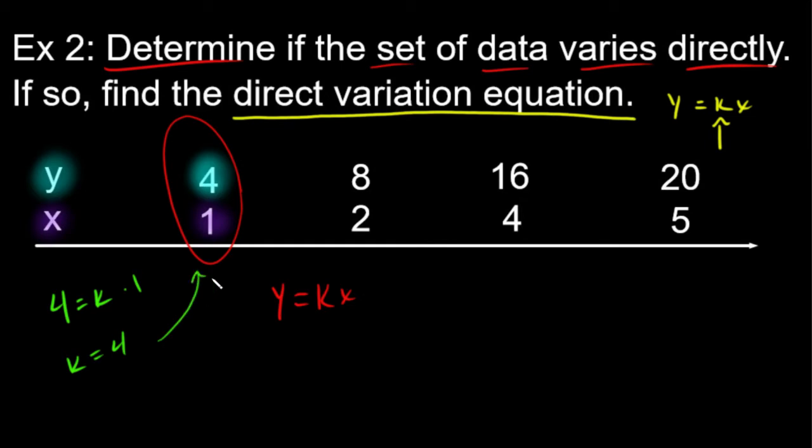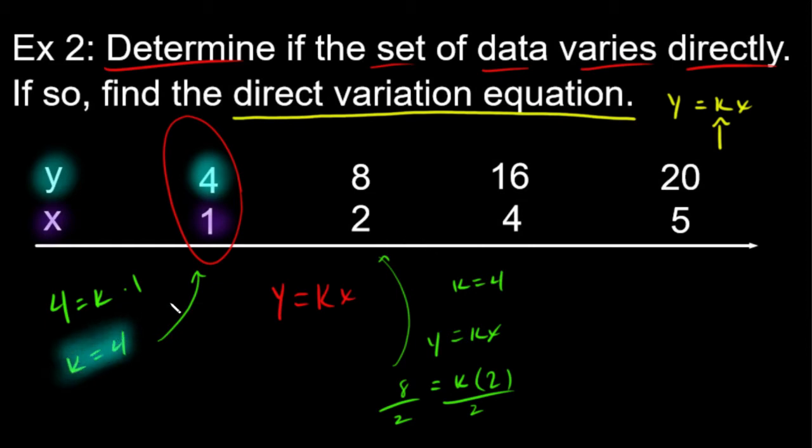So for this set of data, k happened to be 4. Let's see what it is for this set of data. Remember, it's y equals kx. You're plugging in 2 for x and 8 for y. To get k by itself, you divide by 2, and again, you get k equals 4. You might notice a trend here, and this is good so far. Notice we've got the same k both times. The set of data will not vary directly if the constant changes, so we're happy that it stays the same.